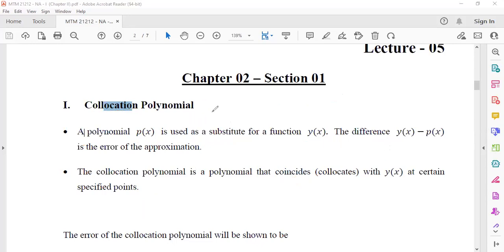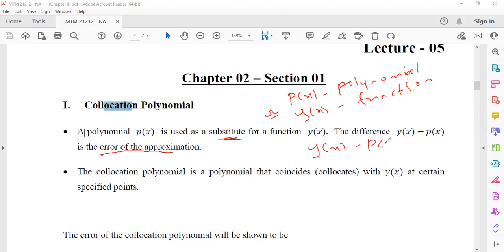Did you get that? Here P(x) is a polynomial, the collocation polynomial, and y(x) is our function. The difference between them is something approximated, so there may be a minor difference. That is what we call the error of the approximation. So y(x) minus P(x) we call the error, the error of the approximation.